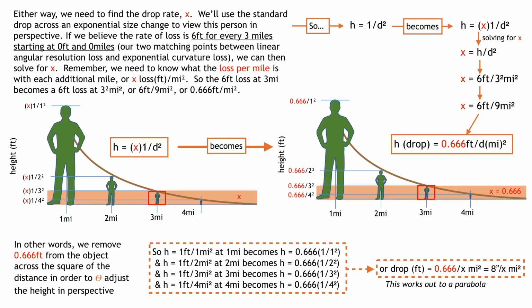You can then just take 0.666 feet per mile squared and convert it to inches. It becomes 8 inches per mile squared, which is the common formula that people use. Again, this is not terribly accurate. It's only accurate up to about 100 miles, as we'll see, because it works out to a parabola. It's not a circle.